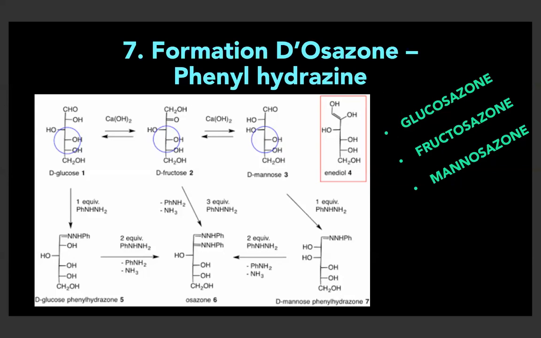So the first one here is D-glucose phenylhydrazone, also known as glucosazone. The second one is a D; if it was an L, we would have said L. It's going to be D-fructose phenylhydrazone. Then the last one here will be D-mannose phenylhydrazone, which is also known as mannosazone. Any questions?